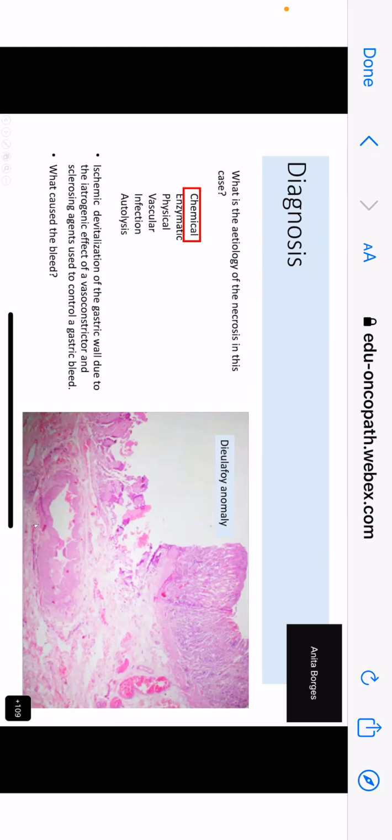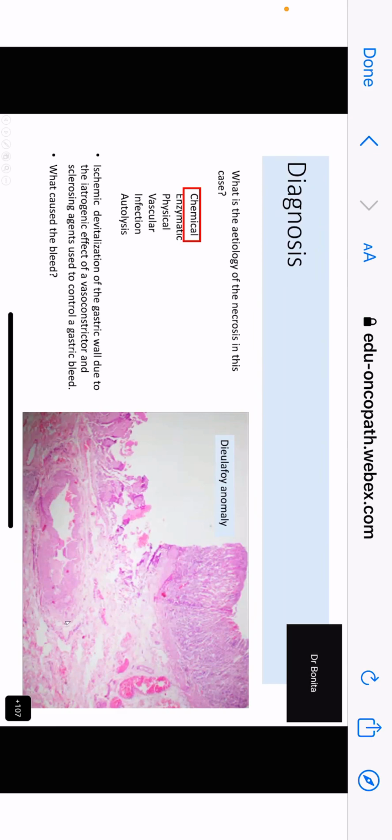And what is this thing called? I put the diagnosis up there. It is a Dieulafoy anomaly. And what is the Dieulafoy anomaly? Anybody heard about it? Somebody writing about it in the chat box? Not yet. Yes, ma'am, what is it?